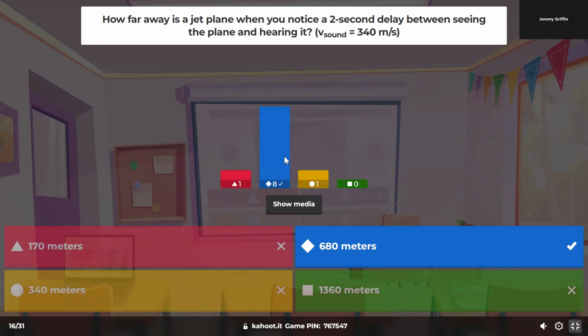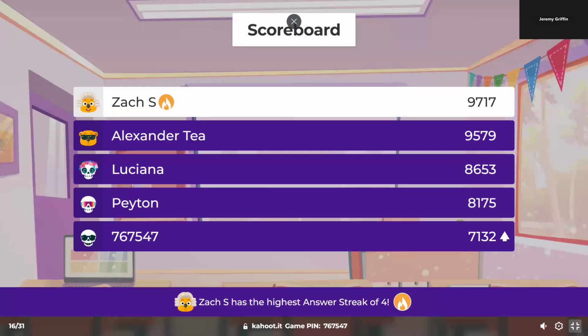Suppose you see the lightning and you count 15 seconds. How many miles would that be? 3. How many kilometers would that be? 5. Okay. So you guys can do distance equals speed times time.